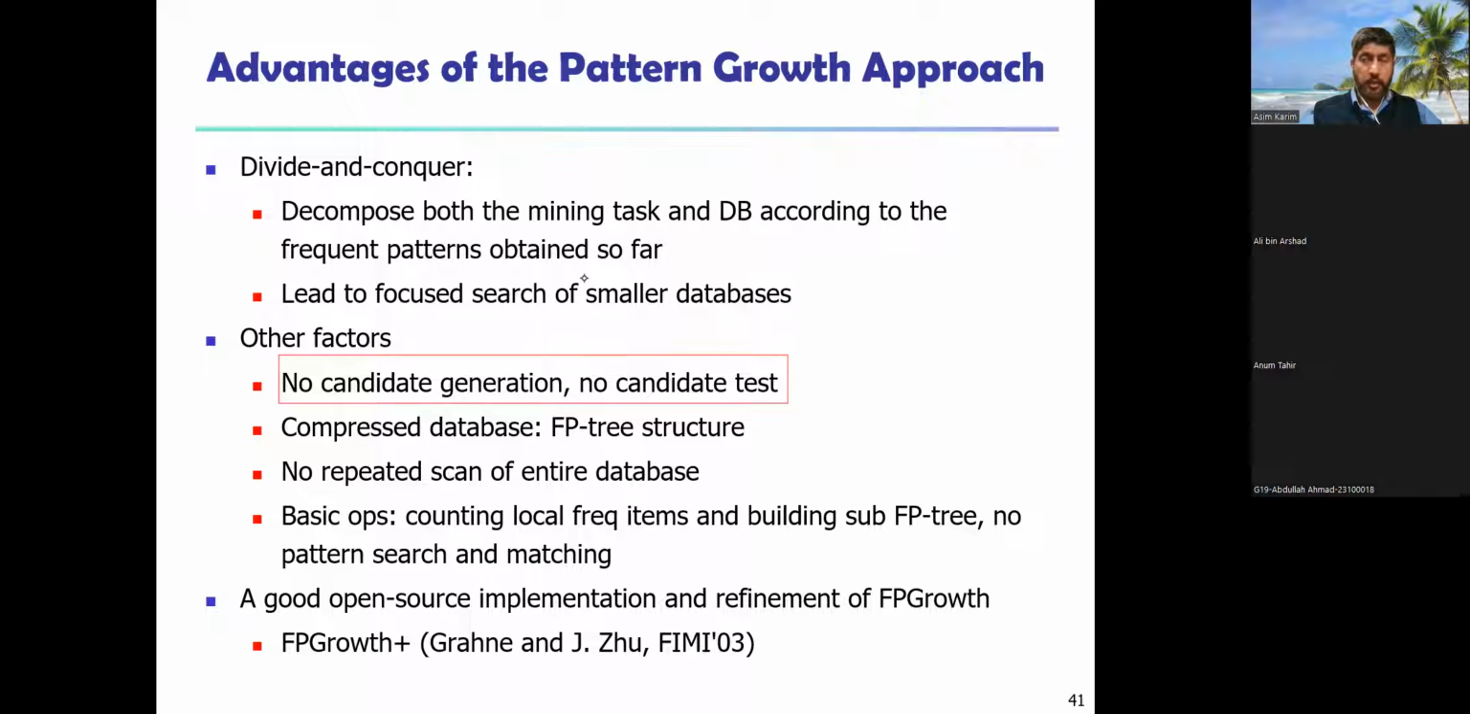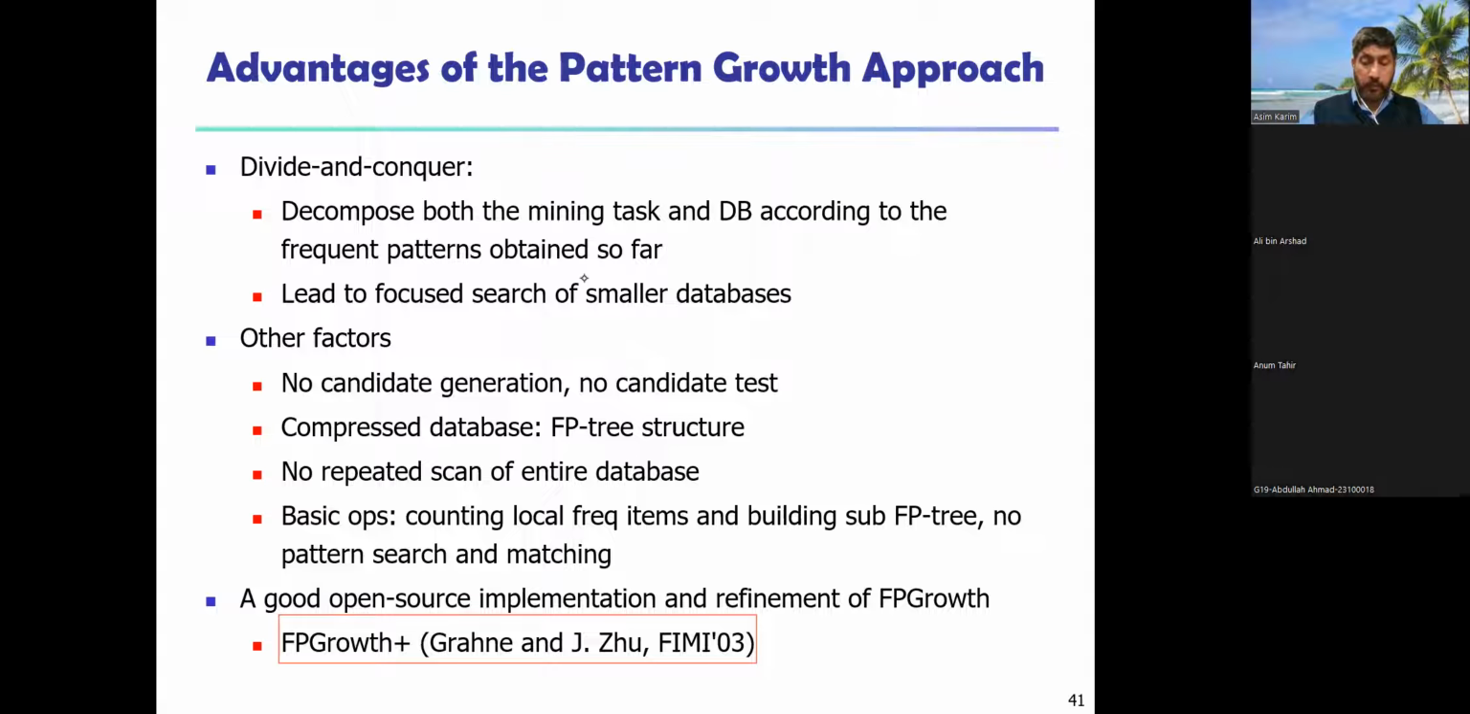So no candidate generation and test, which is always tedious. You have a compressed database, in this case the FP tree. And of course, if we assume the FP tree fits into memory, then you don't have repeated scans of the database, which again is time consuming because the transactional database can be very large. And also, like in Apriori, we'd have to do pattern search and matching. So that essentially is also not required in the FP growth algorithm.